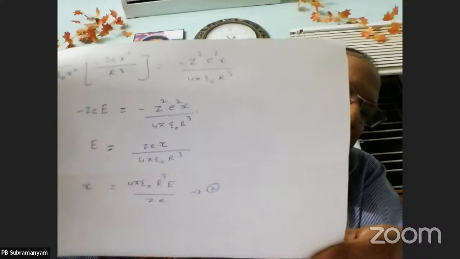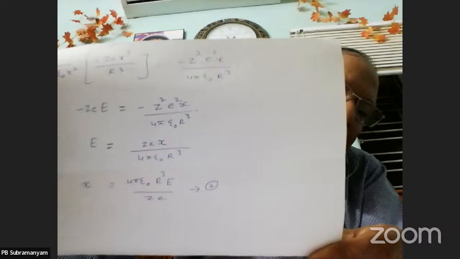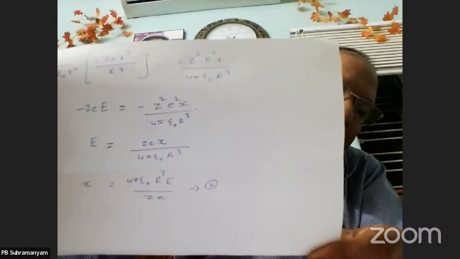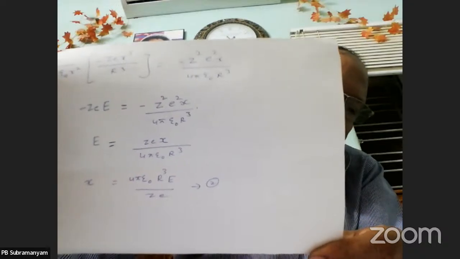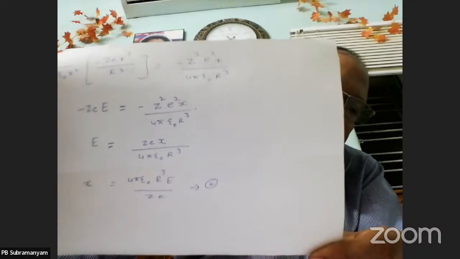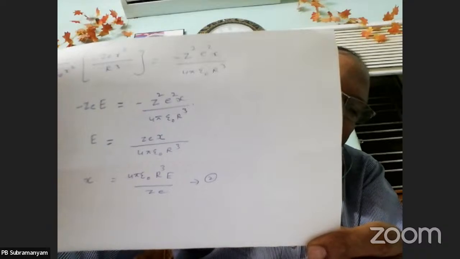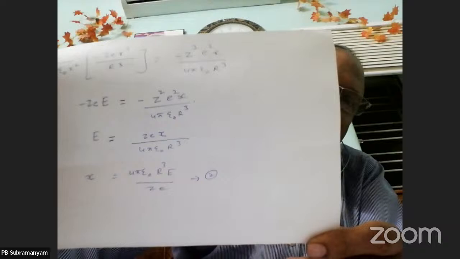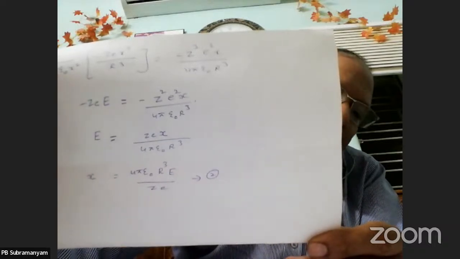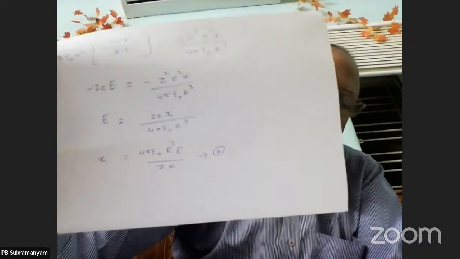Minus ZE times E is equal to minus Z square E square x by 4 pi epsilon naught r cube. Further, capital E has been taken. Minus minus has been cancelled, E has been cancelled, Z has been cancelled, reduced to ZE x by 4 pi epsilon r cube. From there extract x: x is equal to 4 pi epsilon r cube E by ZE. So this is the equation you will be getting.